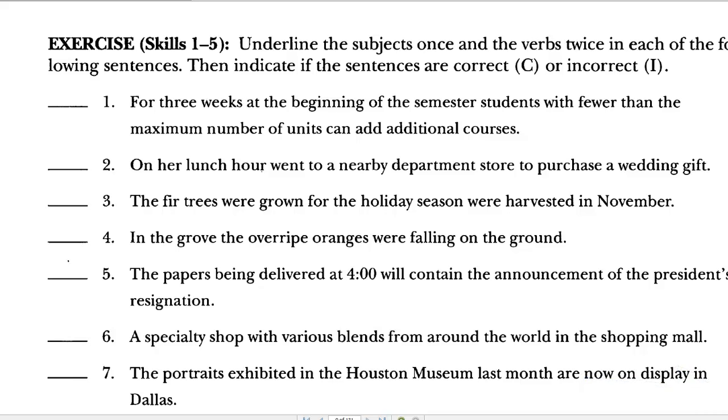Number 4. In the grove, the overripe oranges were falling on the ground. In the grove, this is a prepositional phrase, the overripe oranges, this is the subject, were falling on the ground. This sentence is correct because it has all the factors needed to make a sentence correct: subject and verb and the rest of the sentence.